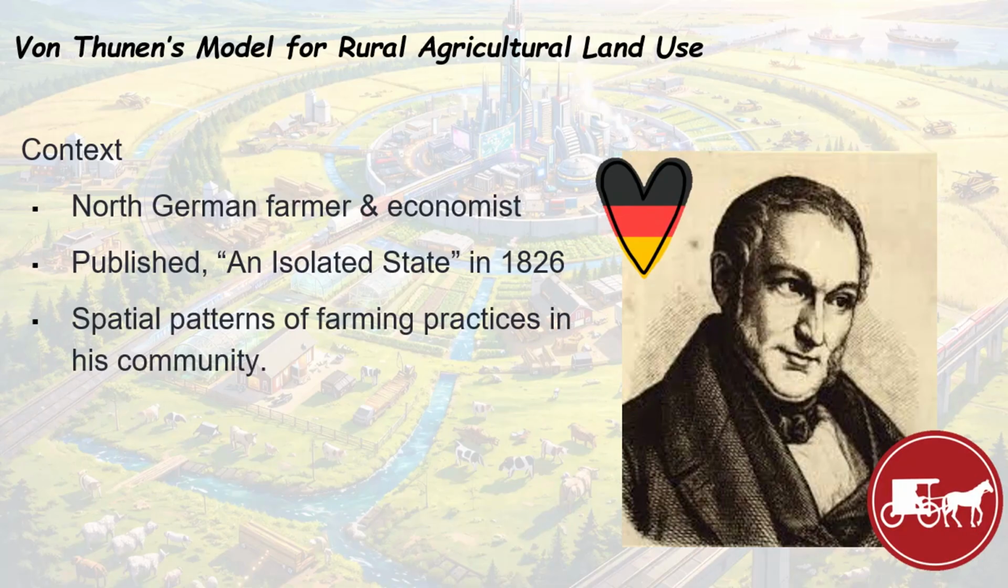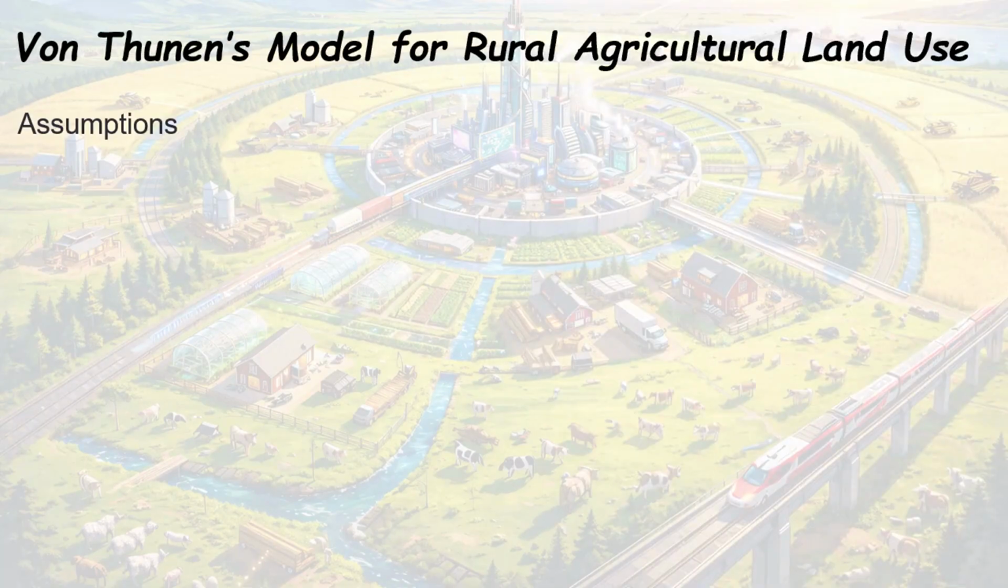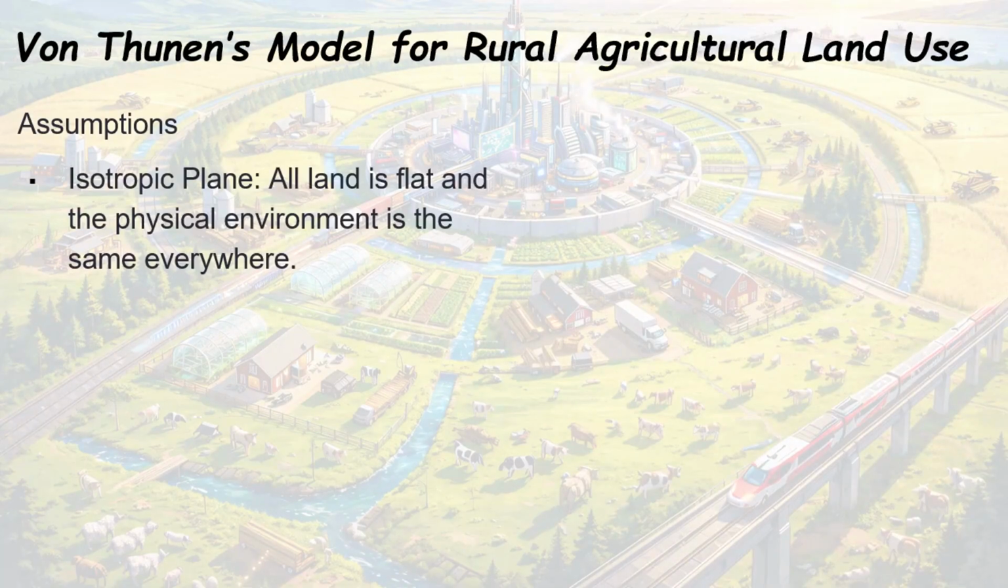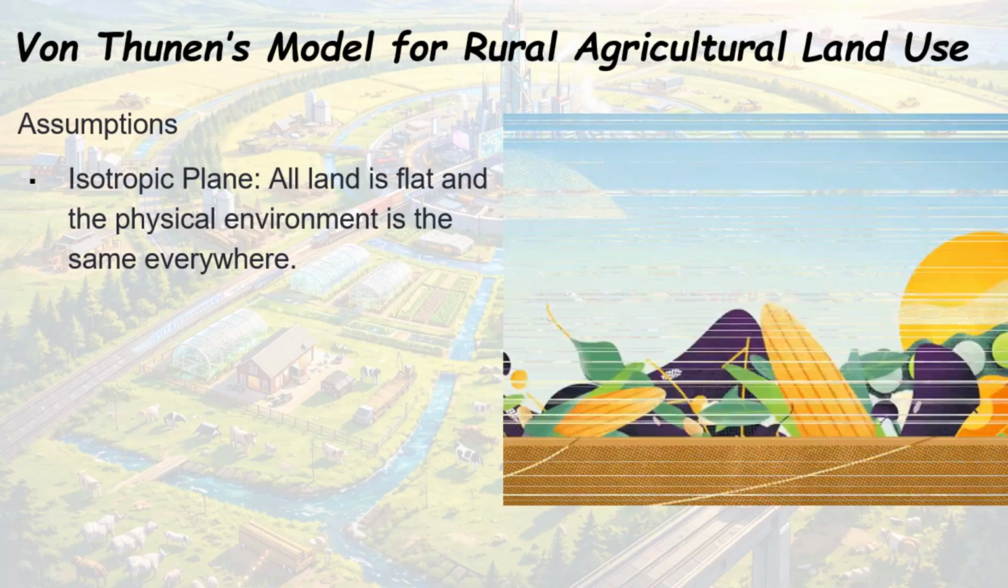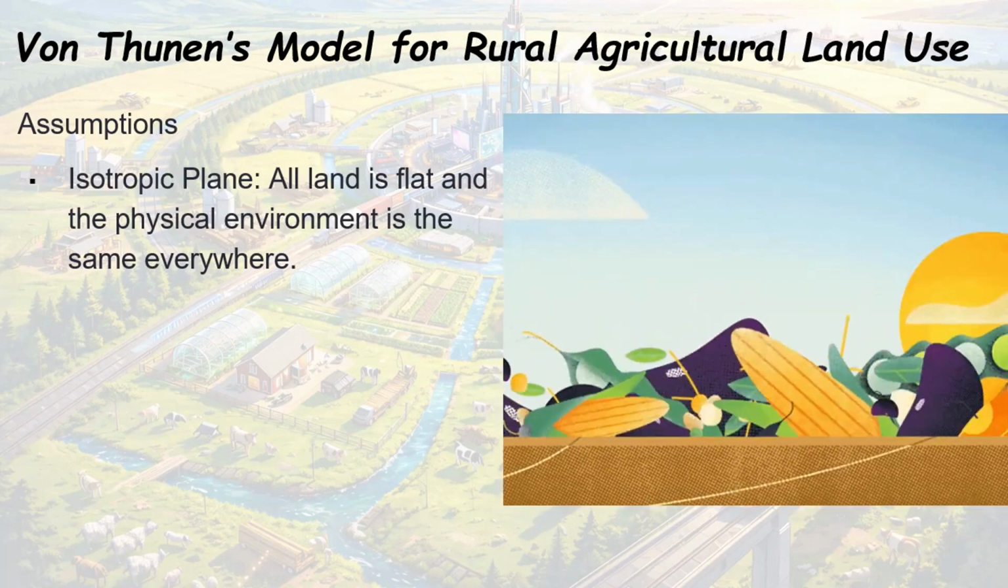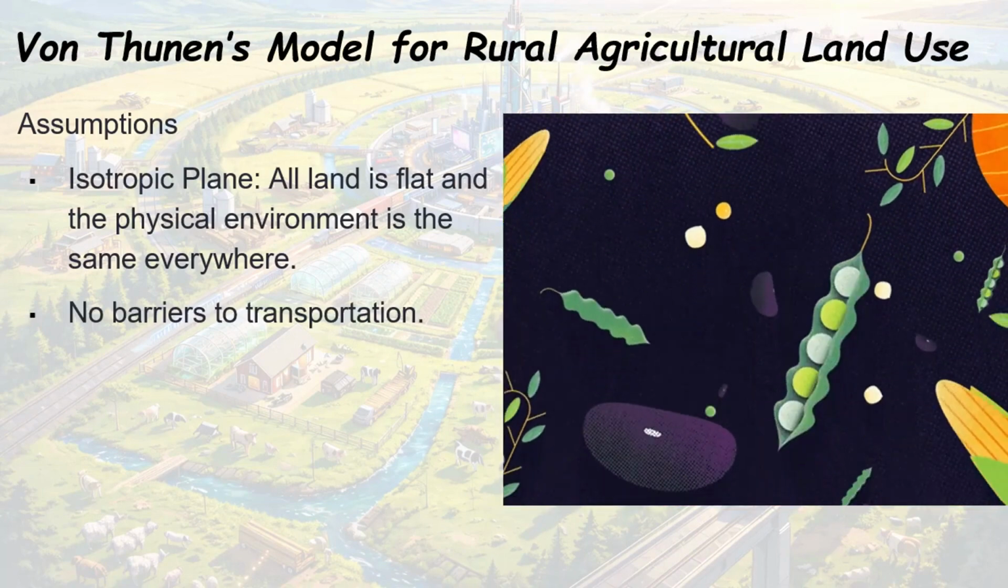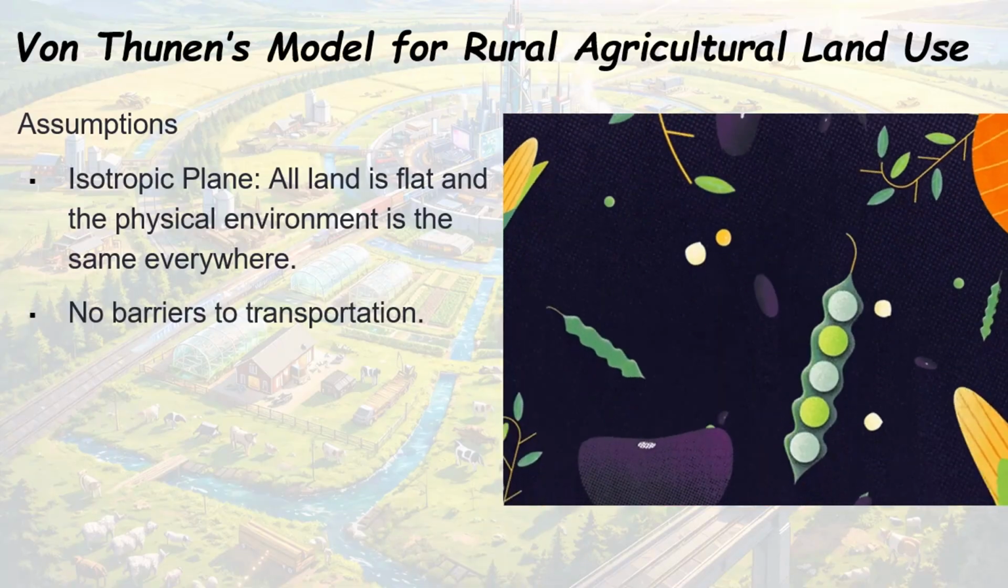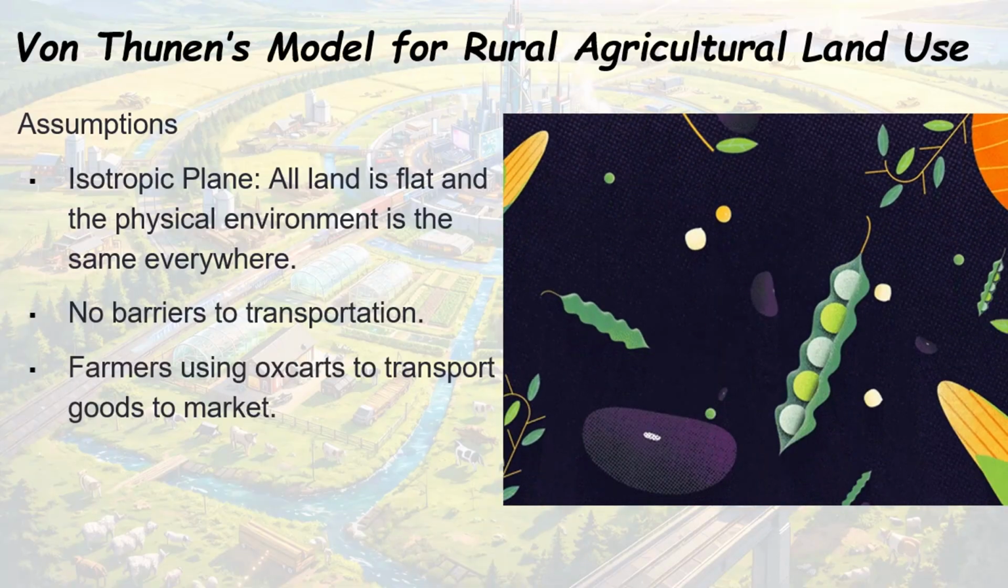Up next, we level up into the assumptions that make his model work, because this whole setup only functions if the world is basically set to tutorial mode. Imagine Von Thunen building this model in what is basically geography creative mode. First assumption, isotropic plane. Translation, the land is completely flat. Soil quality is the same everywhere. No mountains, no rivers messing things up, just copy-paste terrain. It's giving default map settings.